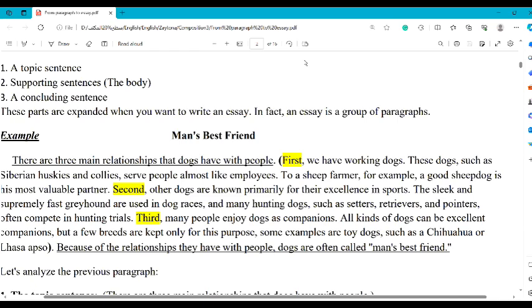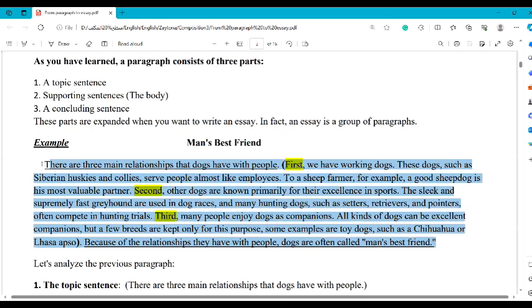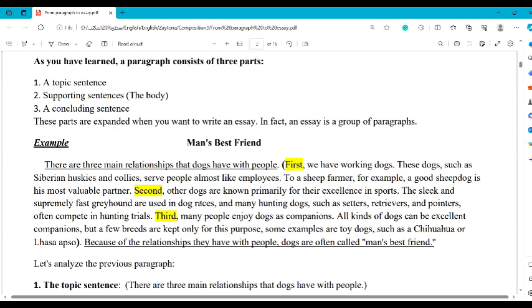What do you think? This shape, is it a paragraph or an essay? Yes, any idea? It's a paragraph. Yes, it's a paragraph because it is just one unit. It consists of just one unit, one paragraph, one text. We don't have many texts or many paragraphs, okay? Let's see this paragraph and we will see how to enlarge this paragraph to make it an essay, okay?